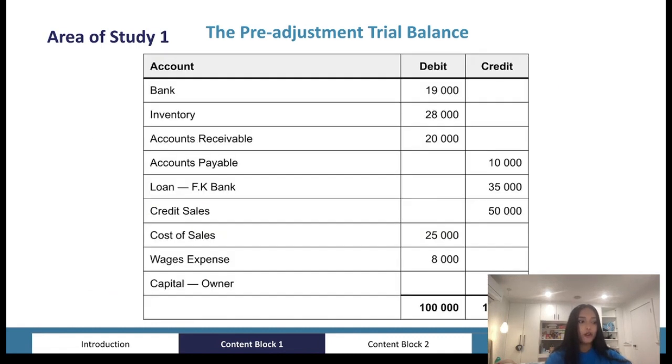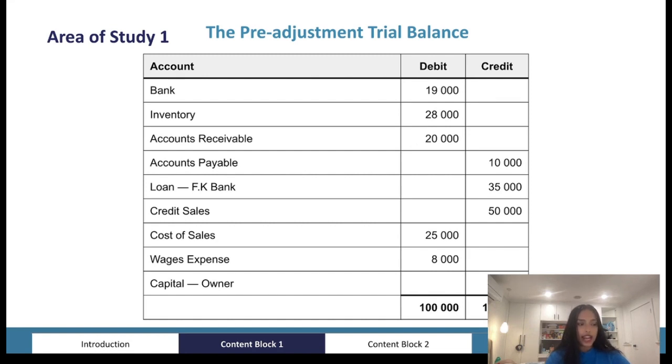So here's an example of what a completed pre-adjustment trial balance looks like. You can see 3 columns: account, debit, and credit. In the account column is a list of the names of every single account from the general ledger of the business. So every single general ledger account that the business has is included in that list under account. So they have a bank account, an inventory account, an accounts receivable account, an accounts payable account, a loan account, credit sales, cost of sales, wages expense, and owner's equity or owner's capital.